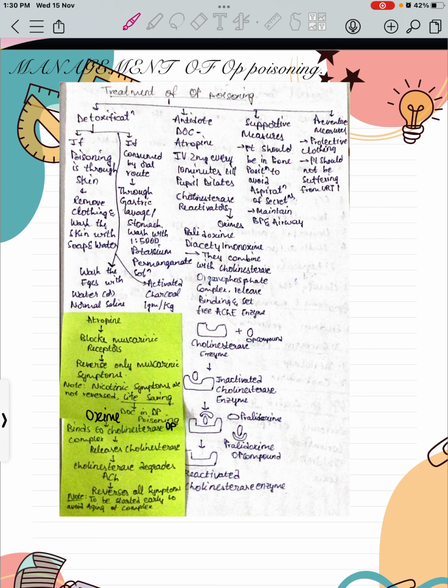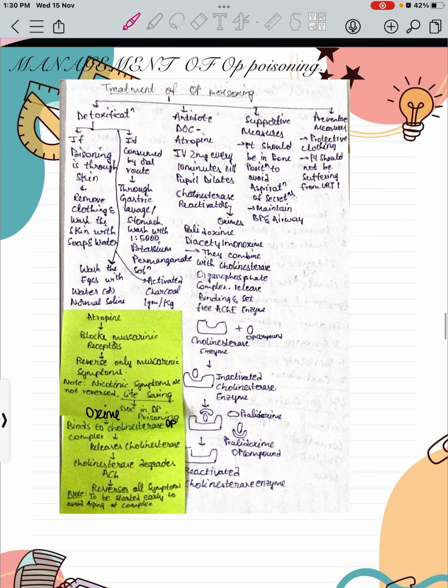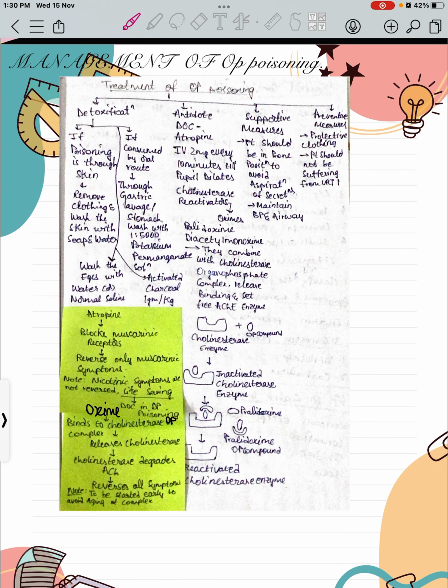Management of OP poisoning. For detoxification, if poisoning is through the skin, remove clothing and wash the skin with soap and water to prevent further absorption through clothes. Wash the eyes with water and/or normal saline, and give activated charcoal, 1 gram per kg body weight of the person.